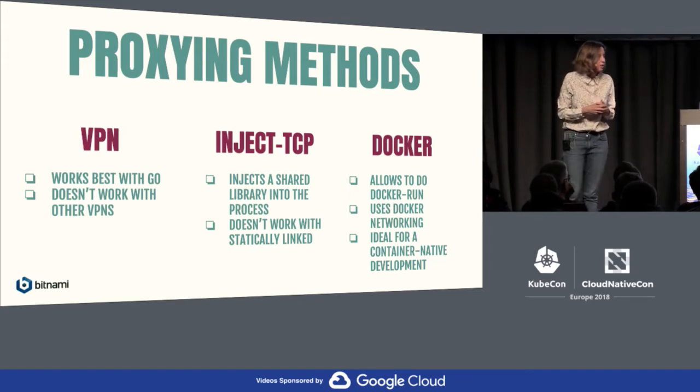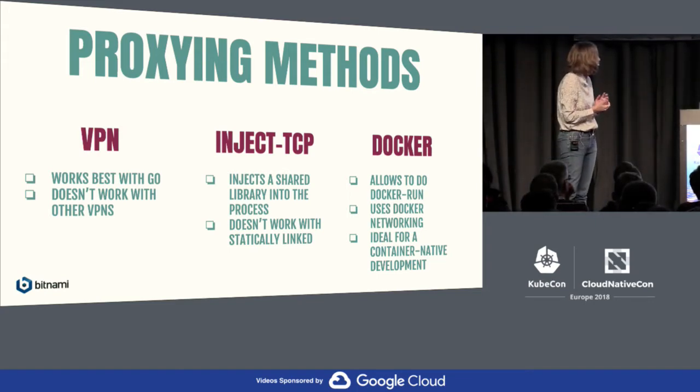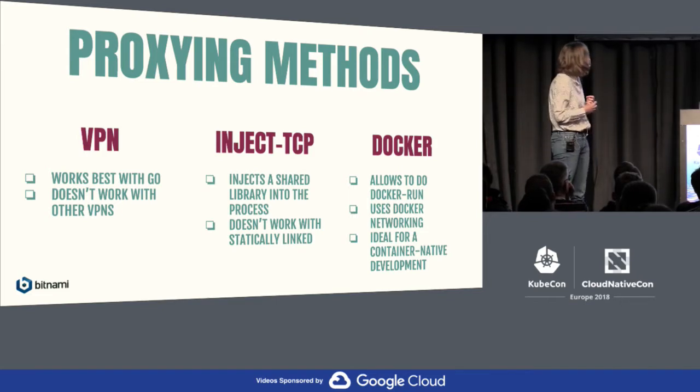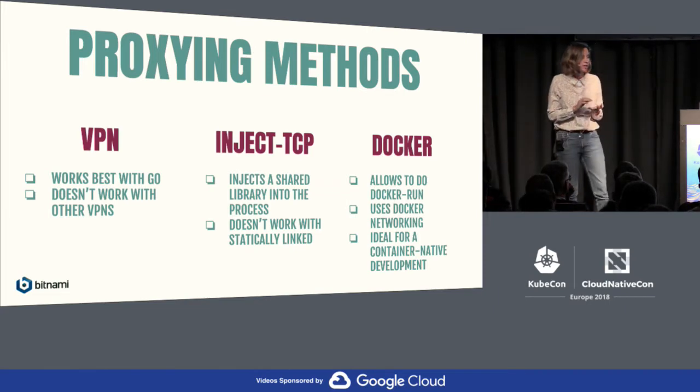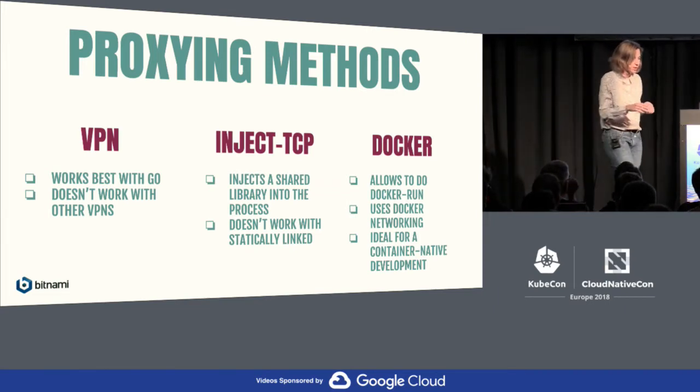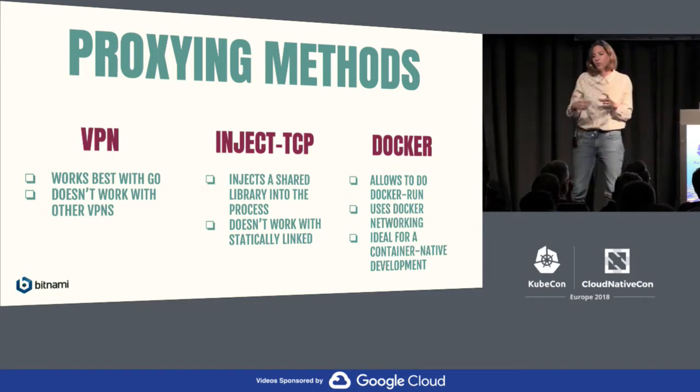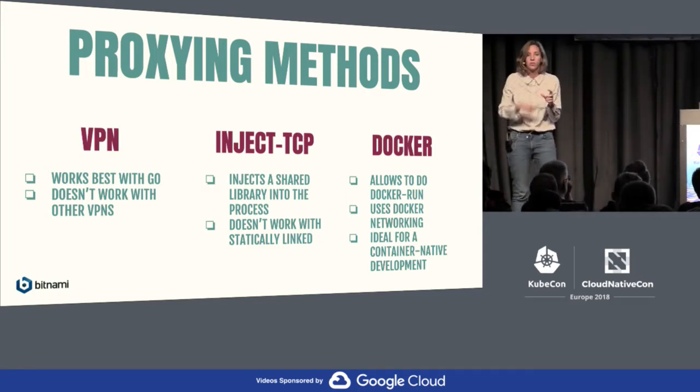Then you have inject TCP, which basically injects a shared library into the process that you want to run, and with a clear limitation that it doesn't work with statically linked processes, like Go. And then Docker, which is very similar to the VPN process, with the difference that instead of running just a process, it allows you to run an image that you already built, which works well if you already have this container native development process where your build process is not building your app, it's building your app and building a Docker image.